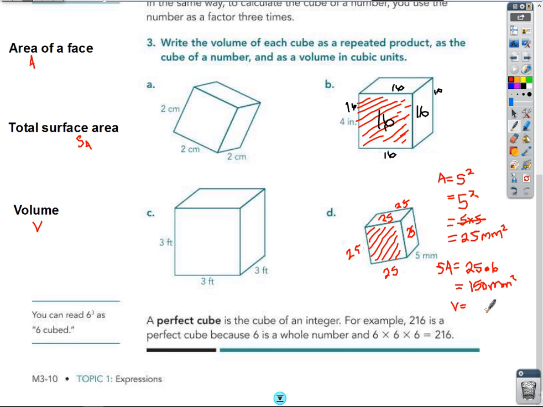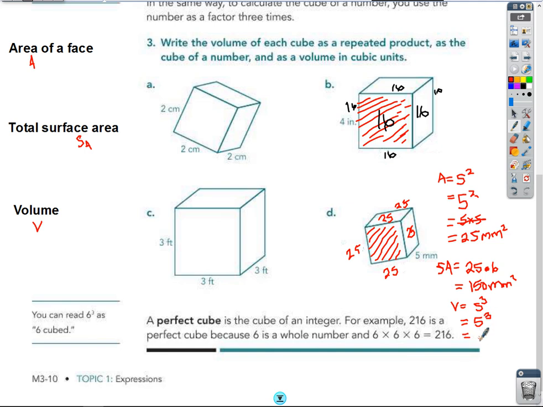The volume is supposed to be length times width times height, but for a cube, because all of the sides are the same, I only need one side and raise it to the third power. So S to the third, since S is, I'm sorry, not 25, 5, since S is 5, I'm going to write 5 and raise that to the third power. The whole purpose of this is getting you to see that you can write this more efficiently.